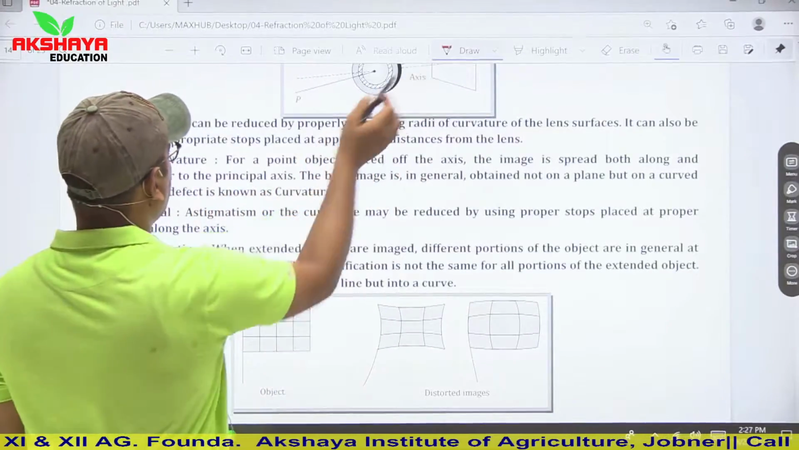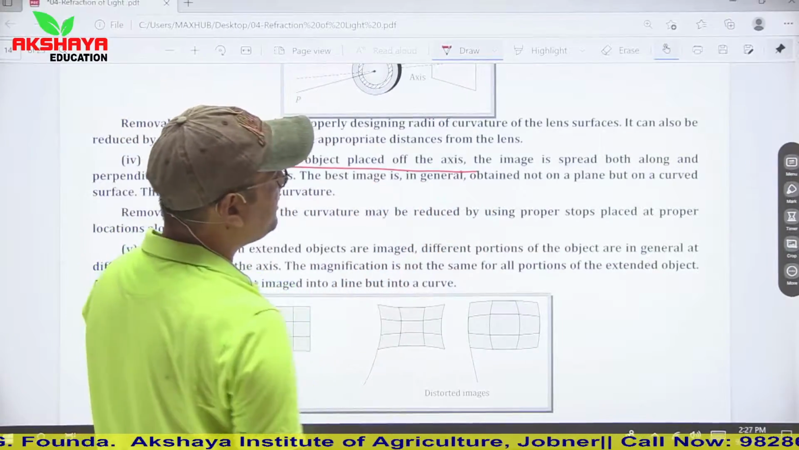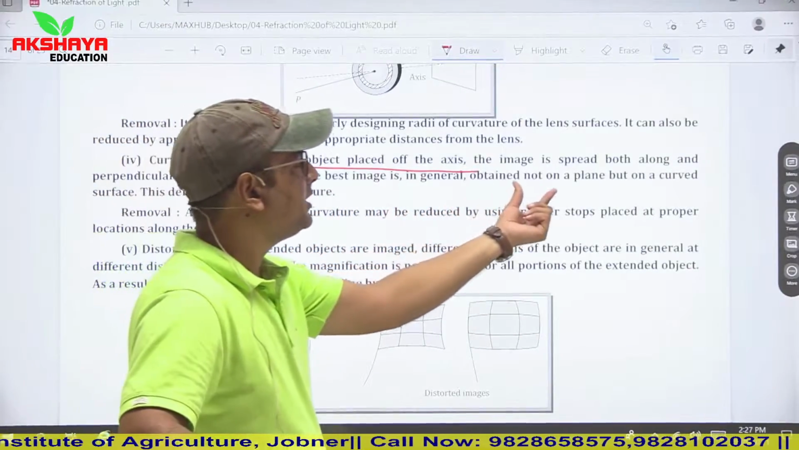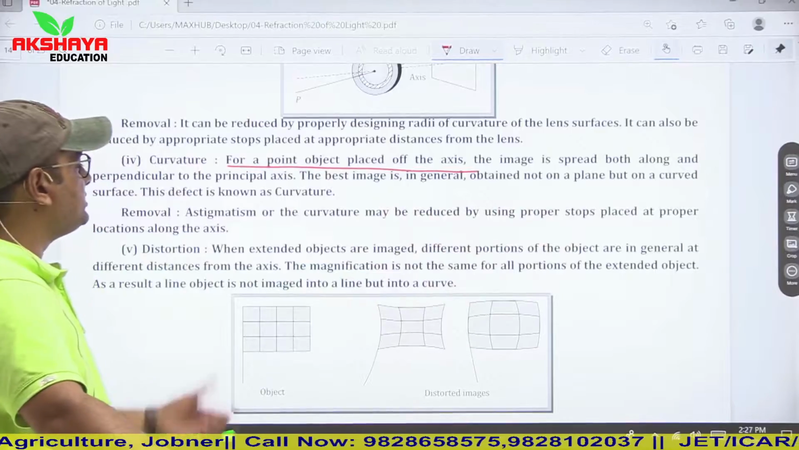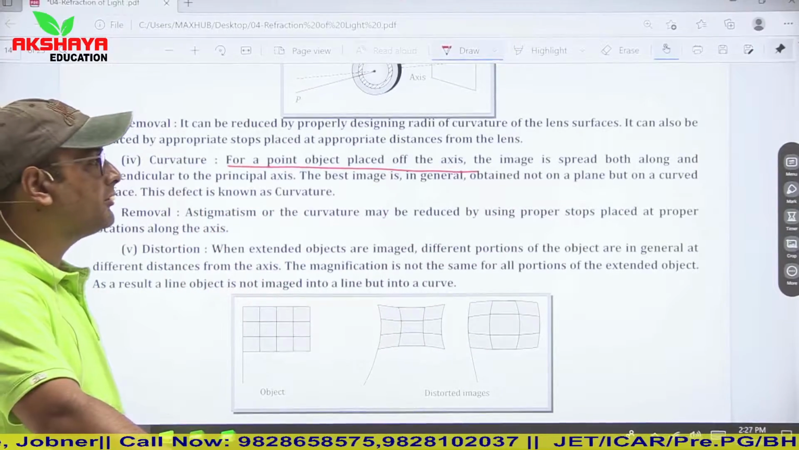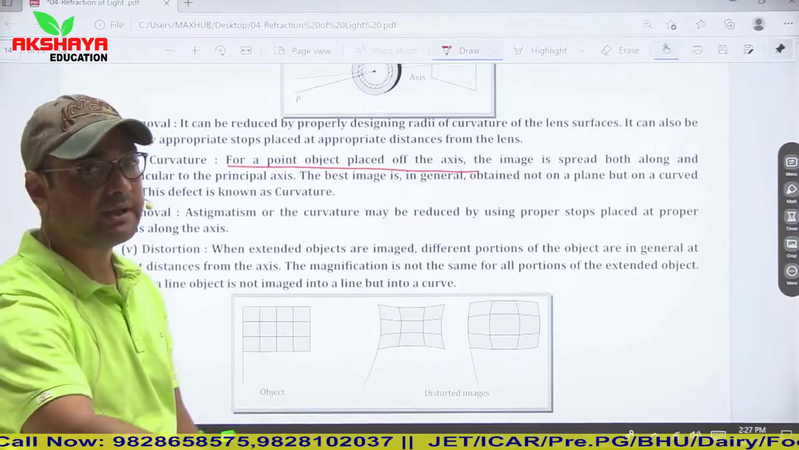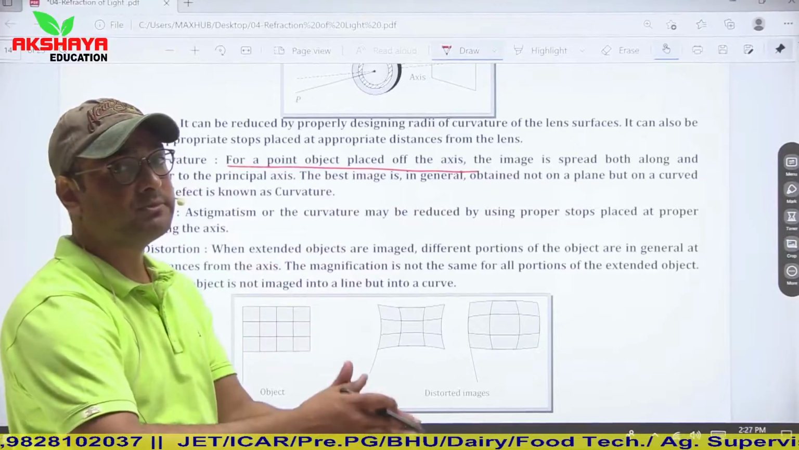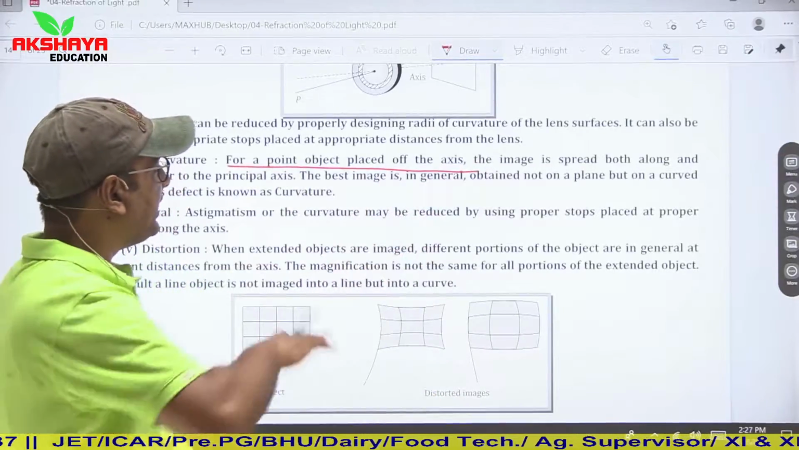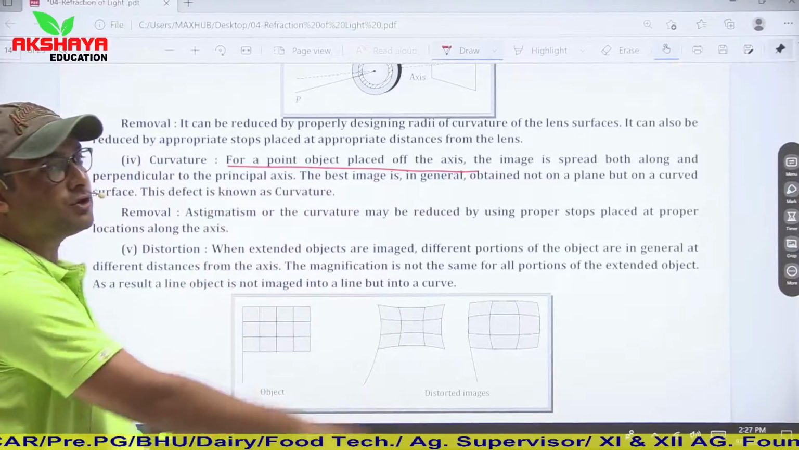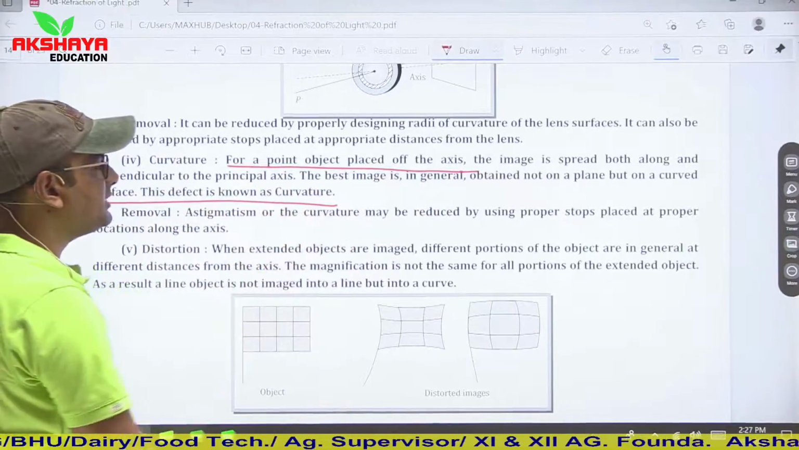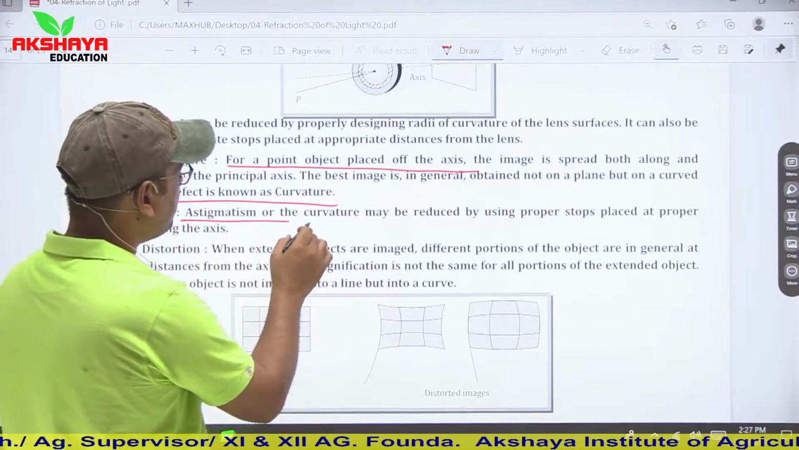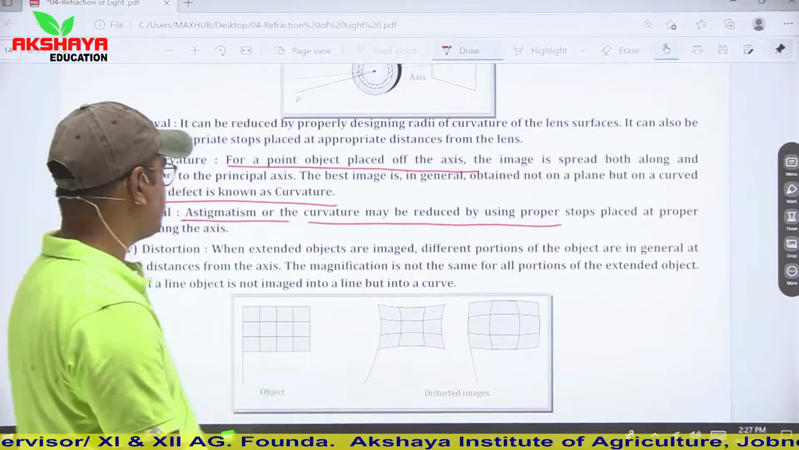Now see curvature. For a point object placed off the axis, the image is spread both along and perpendicular to the principal axis. The best image is in general obtained not on a plane but on a curved surface. This defect is called curvature. So whenever any point object is placed off the axis, the image forms along the axis and perpendicular to the axis, and the image is obtained on a curved surface. Its removal: astigmatism, or the curvature, may be reduced by using proper stoppers.